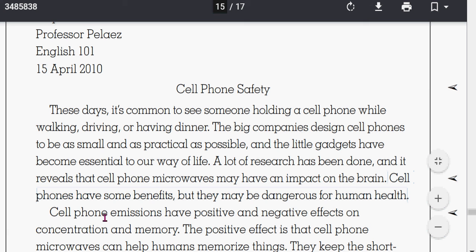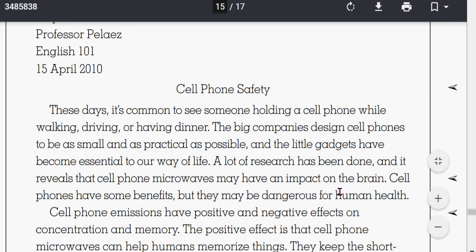Cell phones have some benefits. Benefit's a wonderful word to put in a thesis because I know exactly what this category is about, but I don't know what they are. I don't need to. That comes later. But they may be dangerous for human health.